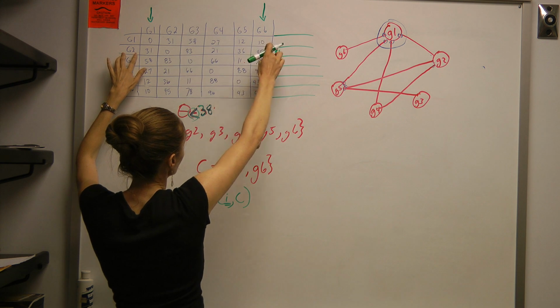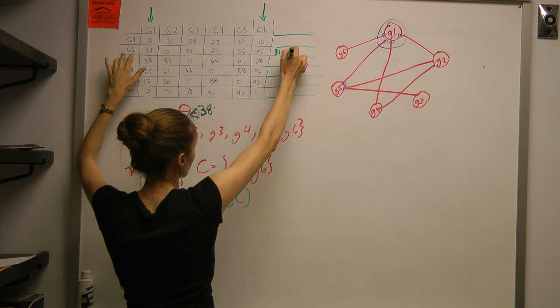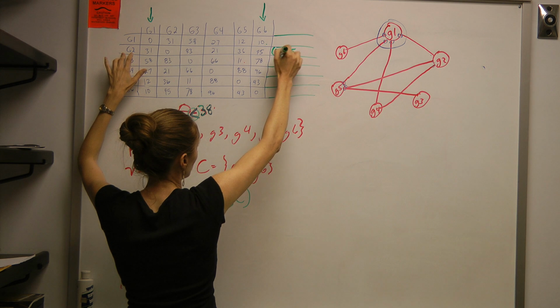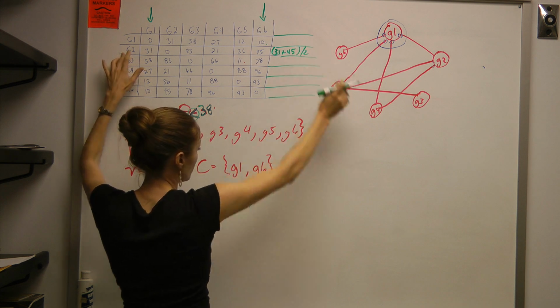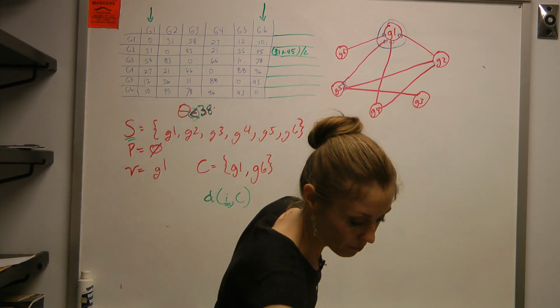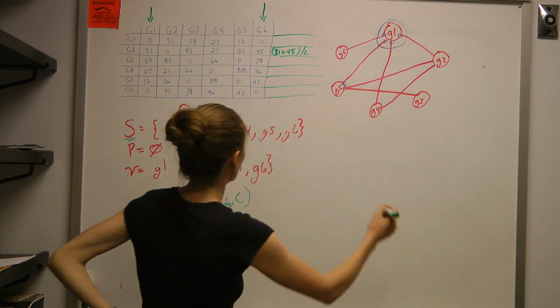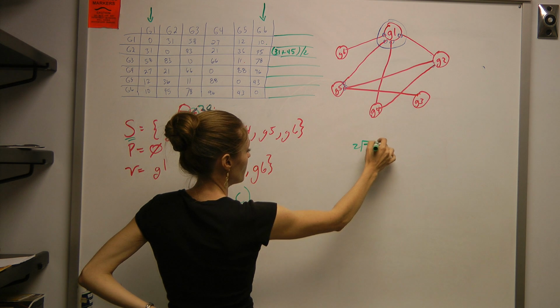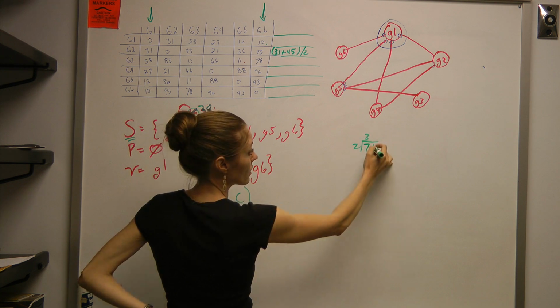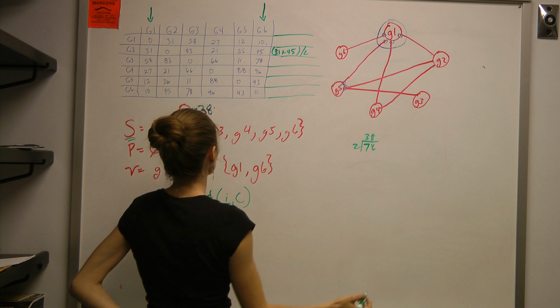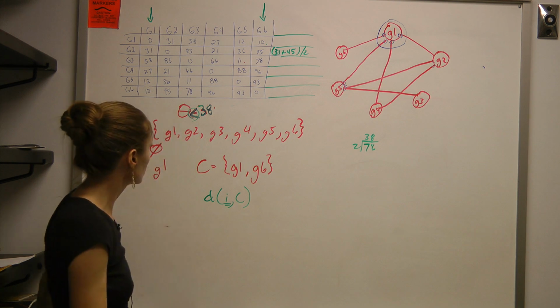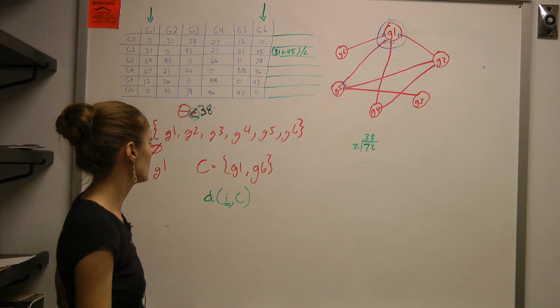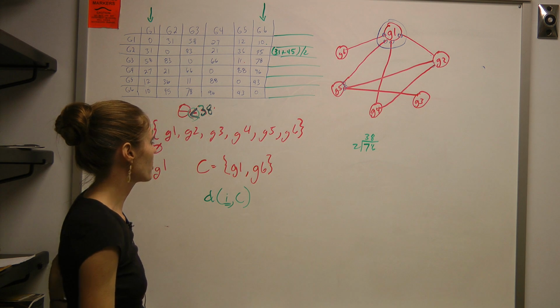And G2, G6 has a distance of 45, divided by 2. 76 divided by 2, 3, carry the 1, 8, 38. No, that is above our threshold just by 1.